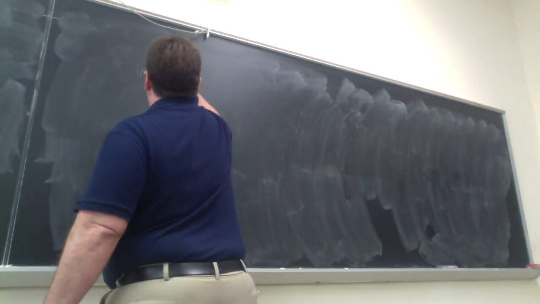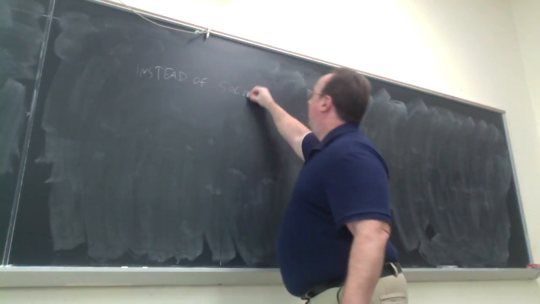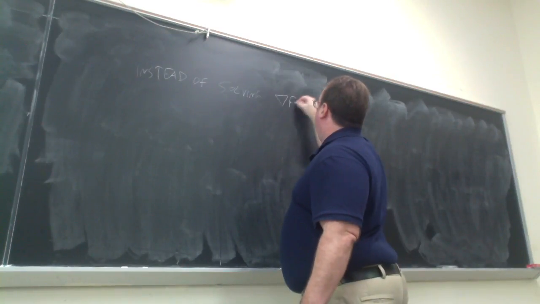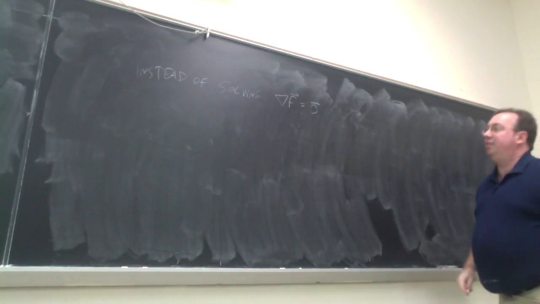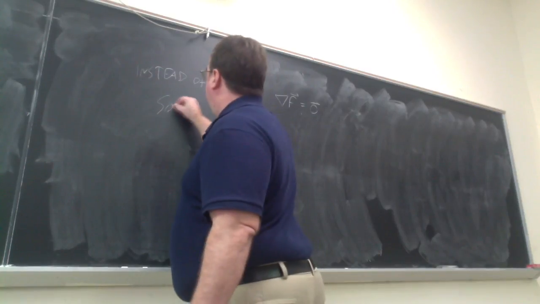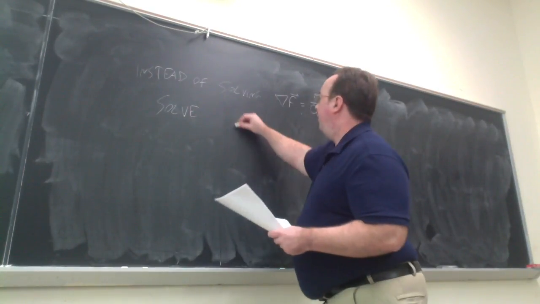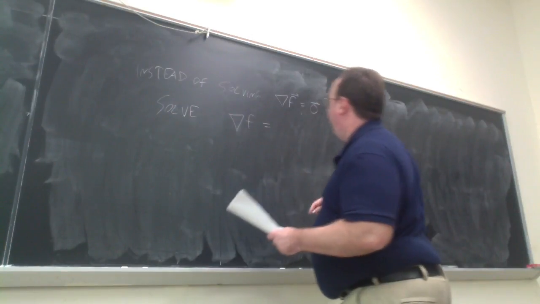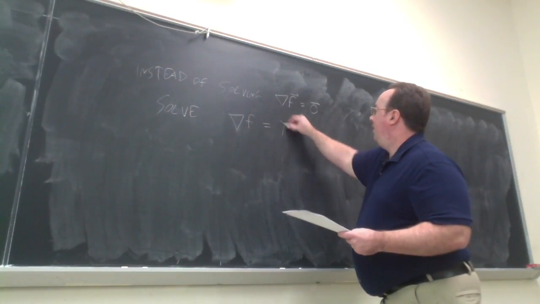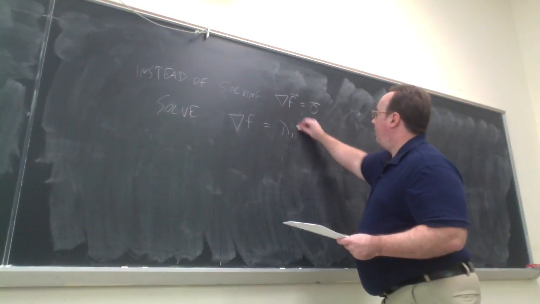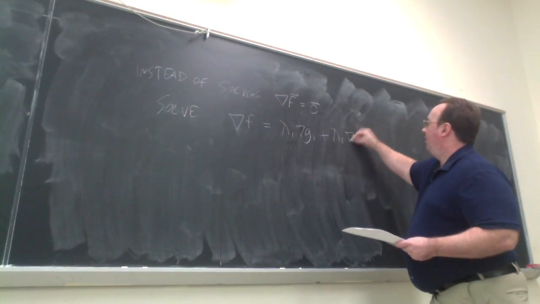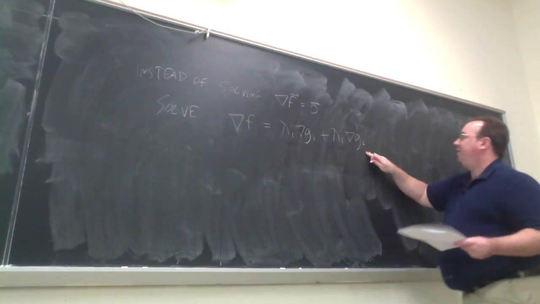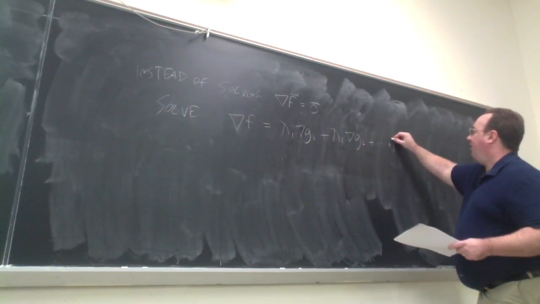Okay. So instead of solving this equation, the gradient of f being equal to the 0 vector, what you do is you solve this equation: the gradient of f must be equal to some constant times the gradient of your first constraint, so lambda 1 times gradient of g1, plus a constant times gradient of g2, and so forth. So however many constraints you have, you have a term for each one.